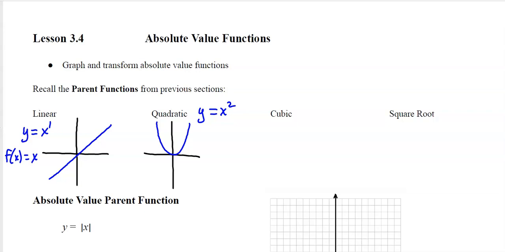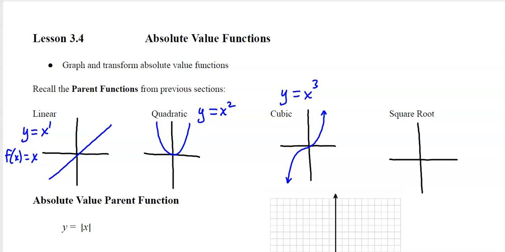Cubic, well, this one, they all have the same shape to where you come up, you cut through 0, and you finish up. So that would be y equals x to the third. And then we included the old square root function, which started at 0, 0, and looks something like that. y equals radical x. And then we transformed them. We moved them up, we moved them down, left, right, and then we also stretched them or compressed them. So we're going to do similar things, but today we're just going to focus on absolute value.